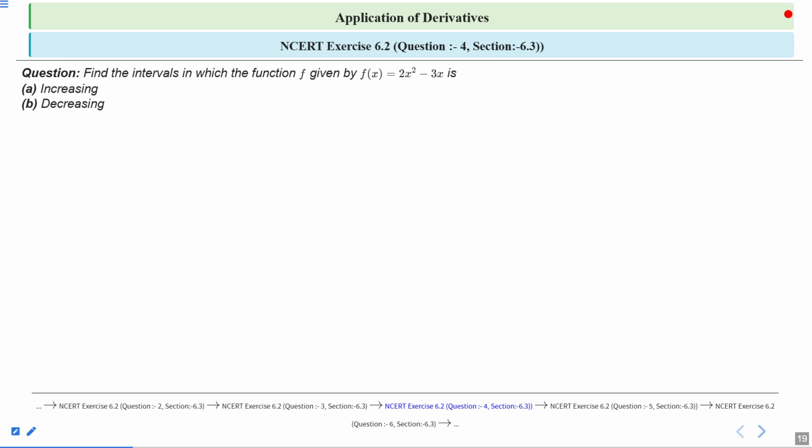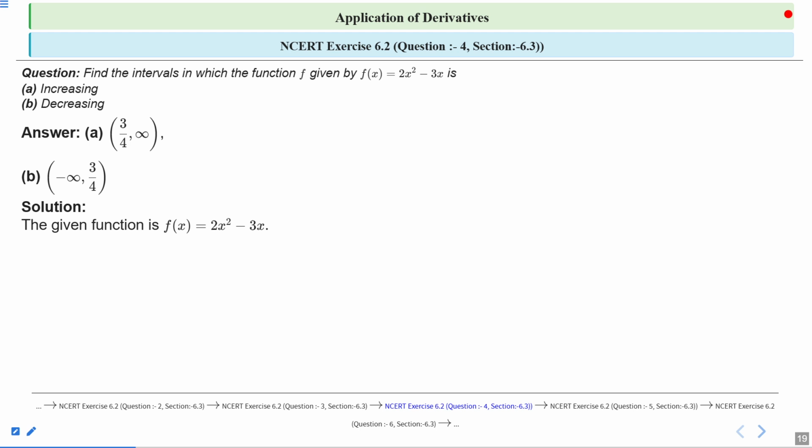Question is, find the intervals in which the function f given by f(x) equal to 2x square minus 3x is increasing, and part B, decreasing, right? So the correct answer is, for A, increasing from 3 by 4 to infinity, the function is increasing, and for part B, from minus infinity to 3 by 4, the function is decreasing, right? Let us see the solution part.